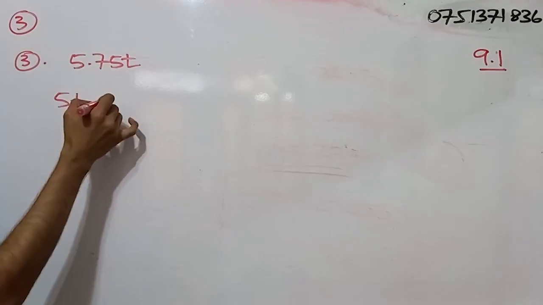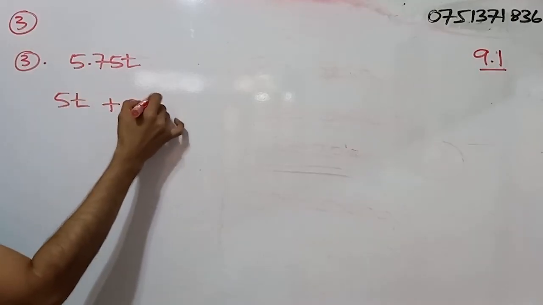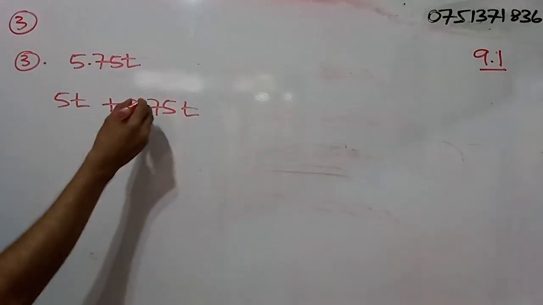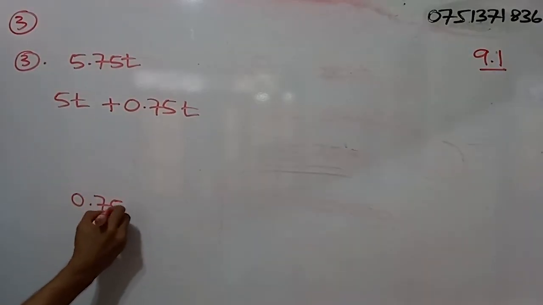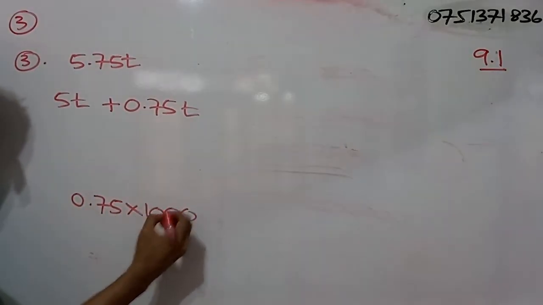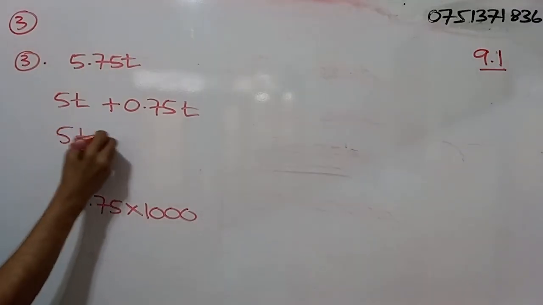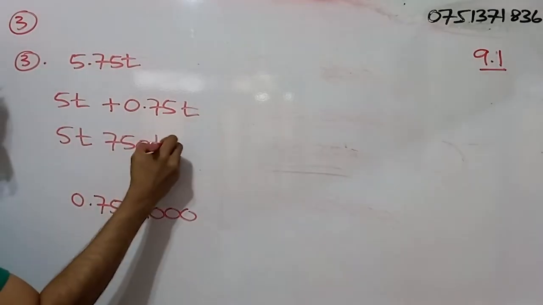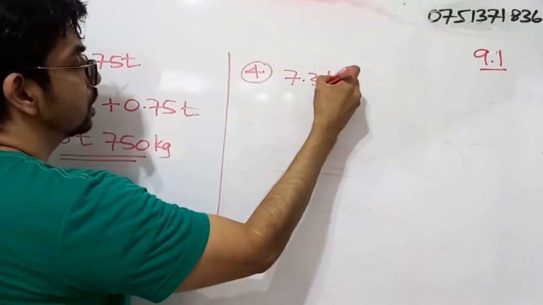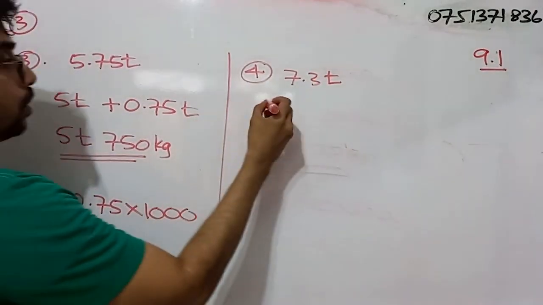5 tons and 0.75 tons. 0.75 means what? 0.75 multiplied by 1000. So this means what? 750 kilograms. So 5 tons and 750 kilograms.